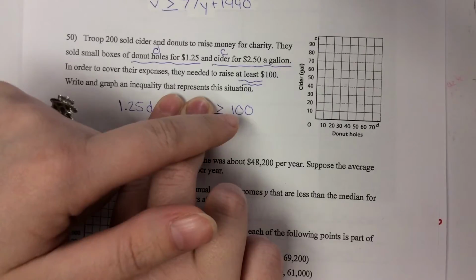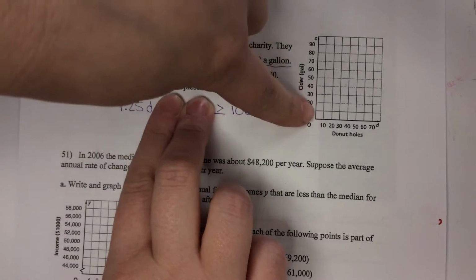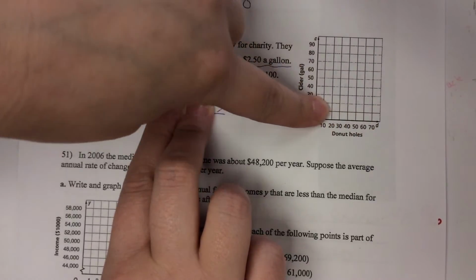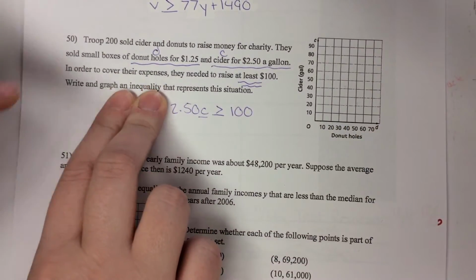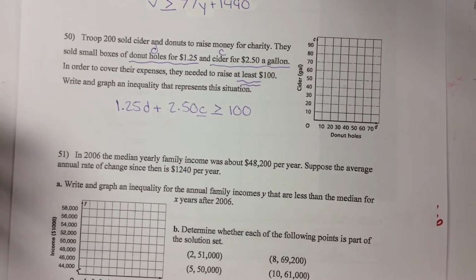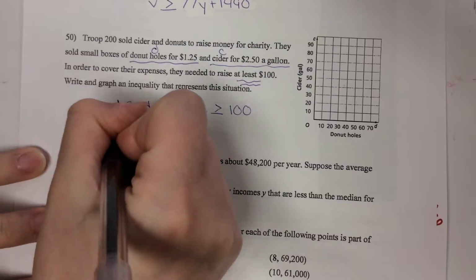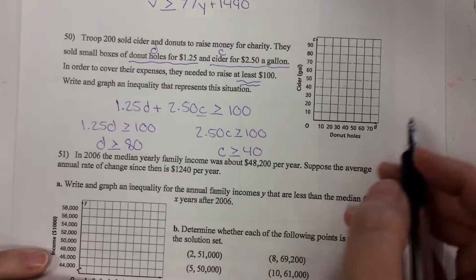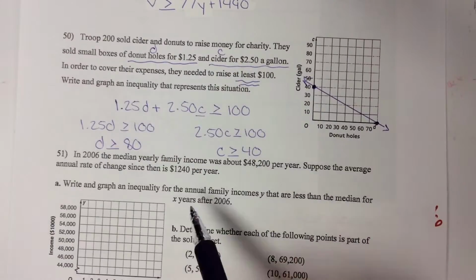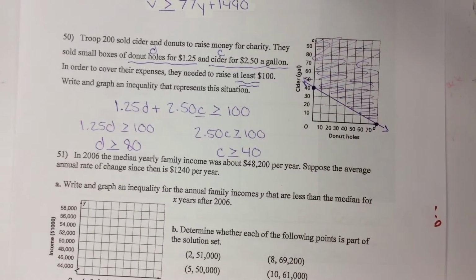1.25D is greater than or equal to 100, so you divide by 1.25 and find D, and that would be your intercept on D, this axis. Then you do the same thing, cover up this one and solve for C, and that would be your intercept right here. So I'm going to let you pause the video right now, and I want you to try to graph this on your own. I'm going to use the hideaway method. Everything above this line. Okay, good enough.